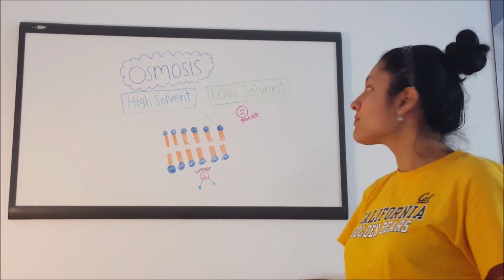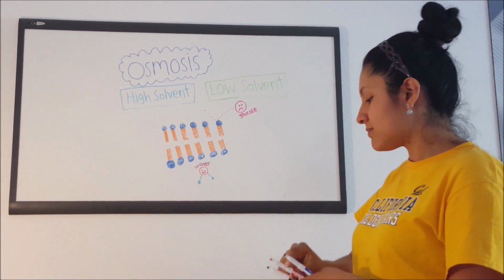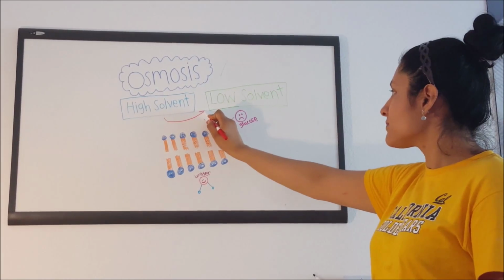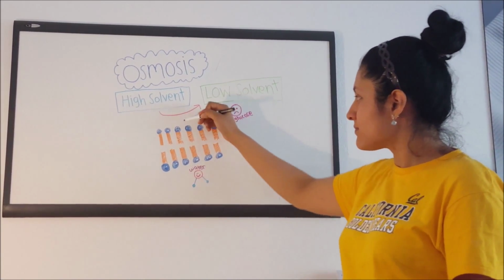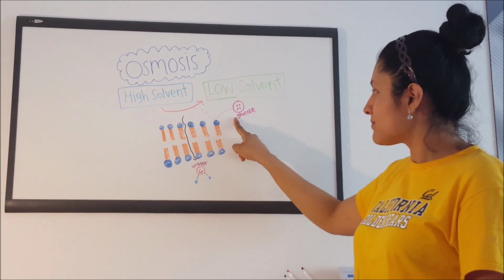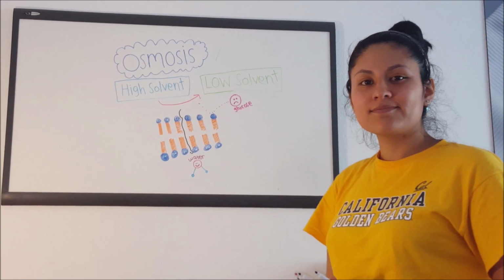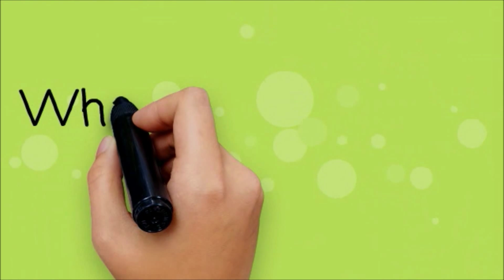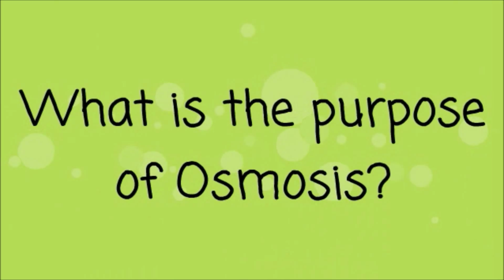Okay, so now that we know that osmosis is the movement of solvent molecules from an area of high concentration to an area where they are less concentrated, and that a semi-permeable membrane allows only certain substances through while preventing the passage of other molecules, we need to understand why osmosis occurs across the cell membrane. What is the purpose of osmosis?